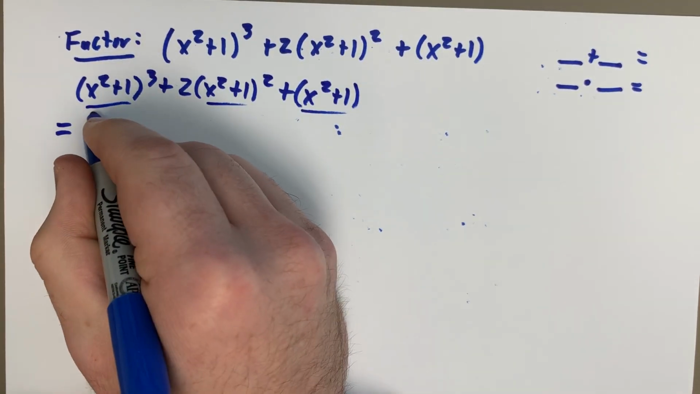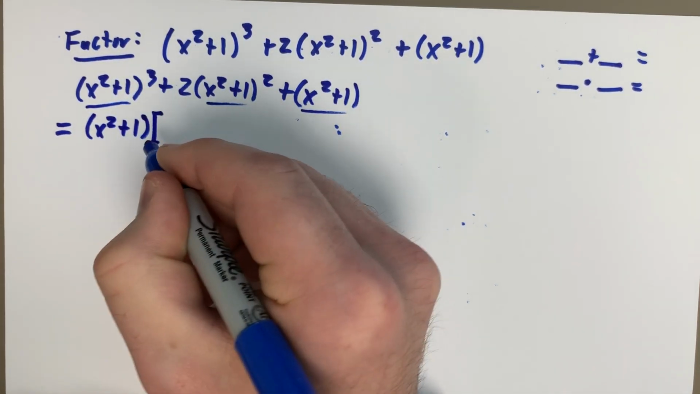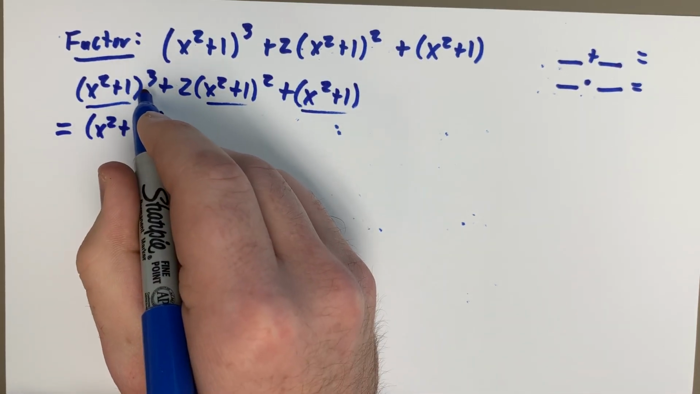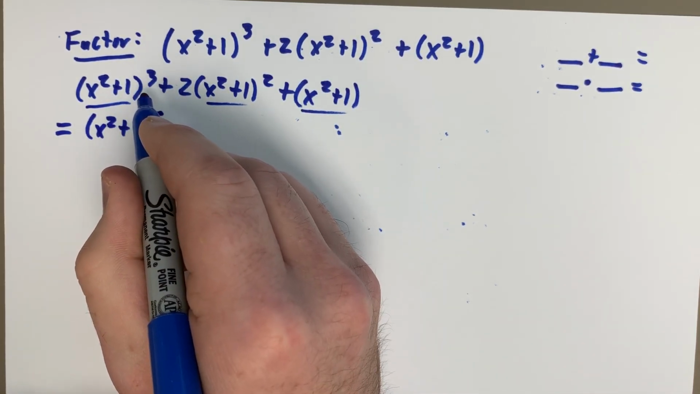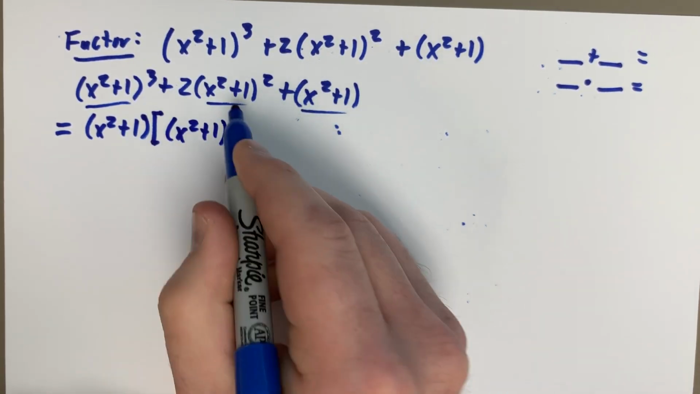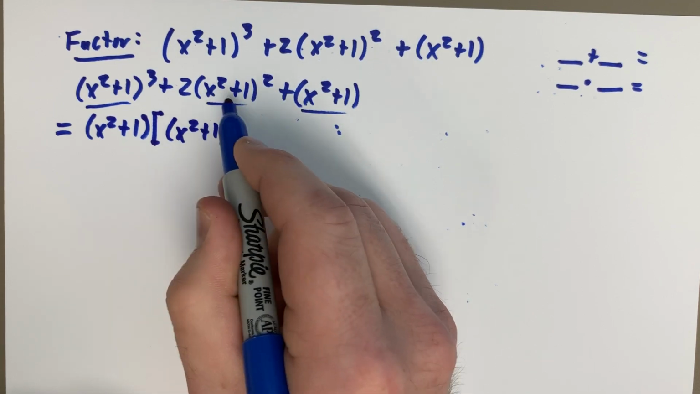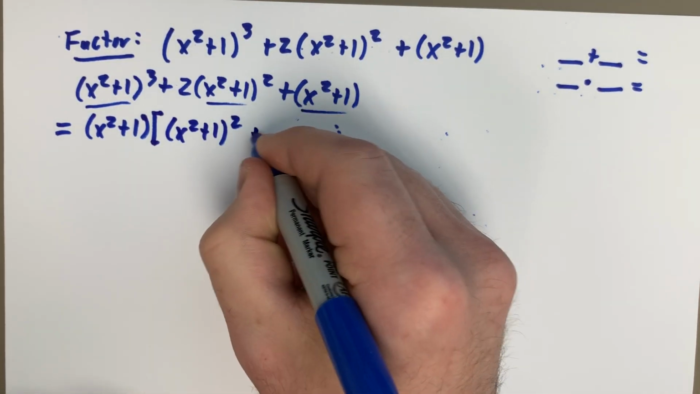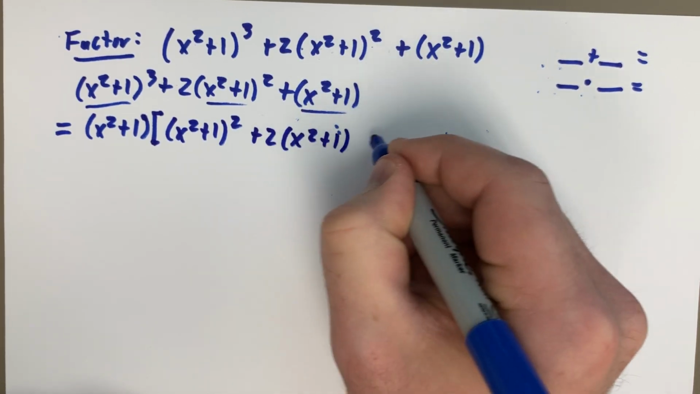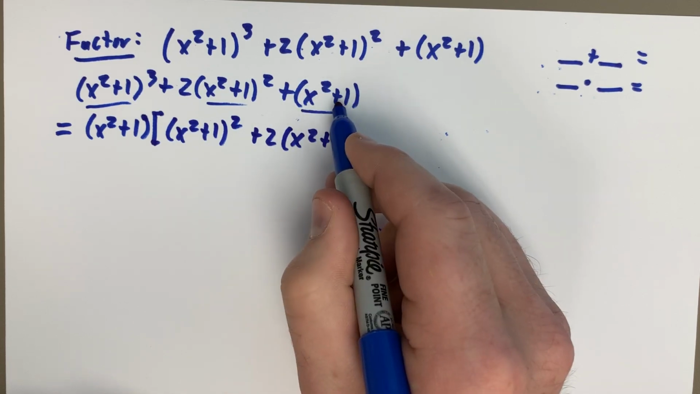So when I do that, I have x squared plus 1. I like to use square brackets when I'm factoring off a big quantity. And I took 1 out of this, so how many do I have left? I have 2 left. So I have x squared plus 1 squared. I took 1 out of this, so I only have 1 x squared plus 1 left. So this gives me plus 2 times x squared plus 1. And I took the entirety of this thing out.